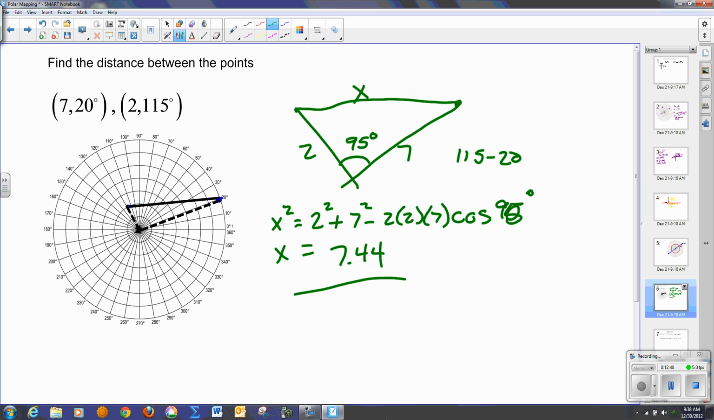And that's the way I do this problem. I think it's the easiest way. The book kind of convolutes things a little bit, but I'd go in this direction.